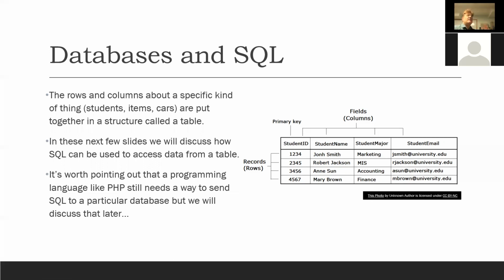The rows and columns about a specific kind of thing, students, items, cars, are put together into a structure which we call a table. So this grid of rows and columns is referred to as a table. And these next few slides will discuss how SQL can be used to access data from a table. And it's worth pointing out that a programming language like PHP still needs a way to send SQL to a particular database, but we'll talk about that in a little bit.